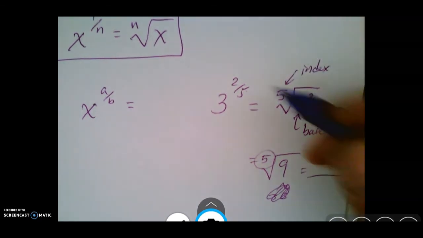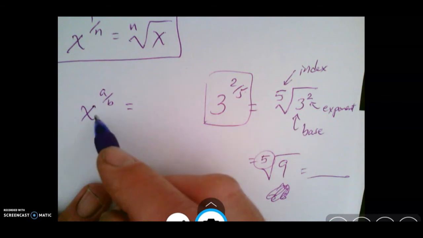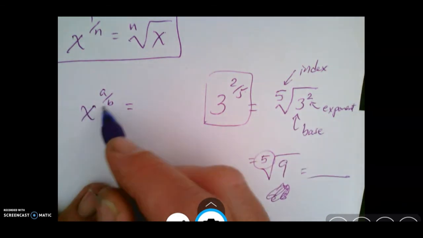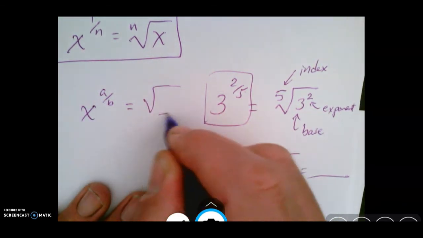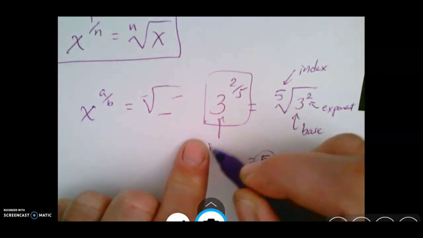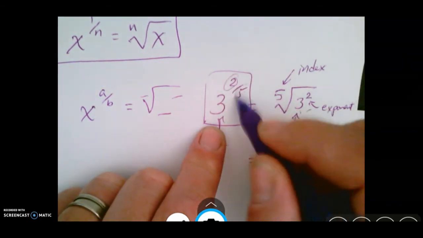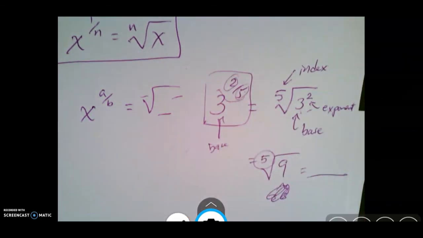Okay, but like I said, come back to one that you know, especially if you don't like all this what I call alphabet soup. The x's, the a's, the b's. It gets confusing. Which goes where? Okay, so go back to, this is the base, that stays inside. 2 stays with it, and 5 gets kicked outside. It's the index.